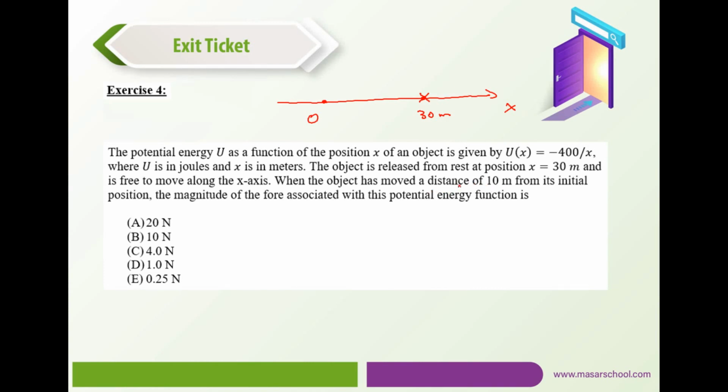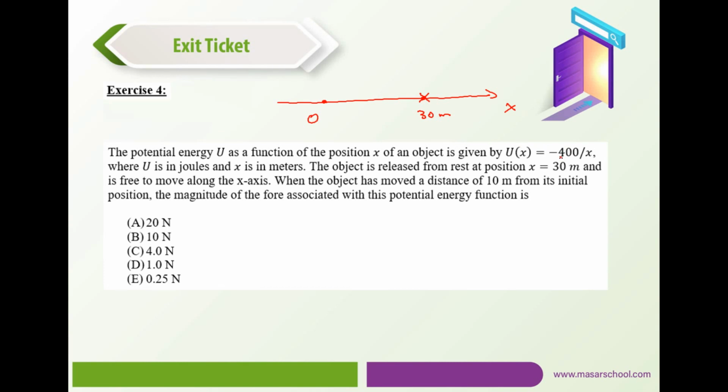Now here we should be very careful. They're telling us the object has moved a distance of 10 meters. So it can move either 10 meters to the right or 10 meters to the left. How do we determine the direction of motion? This is related to the direction of the force. Remember that here we're talking about conservative forces, and conservative forces basically point toward the least potential energy.